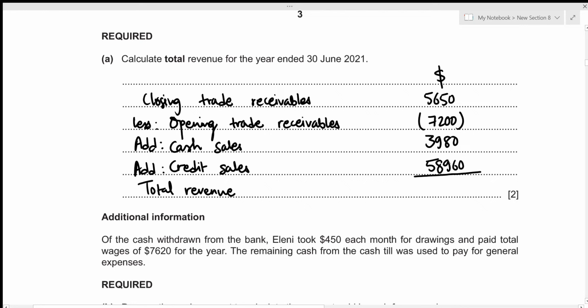So the amount for credit sales is 58,960. Now in order to figure out the total revenue, we need to add these four figures. So that's going to be 5,650 minus 7,200 plus 3,980 plus 58,960, which gives the total revenue to be 61,390. This concludes the first part. Let's move to the second one.